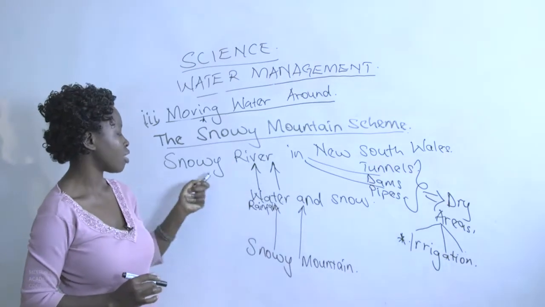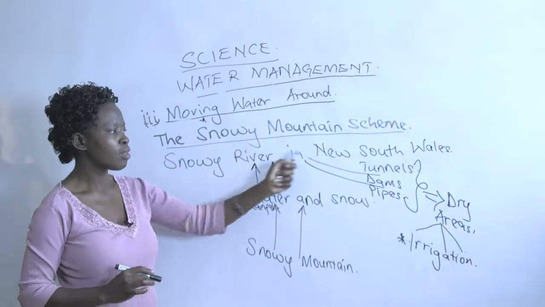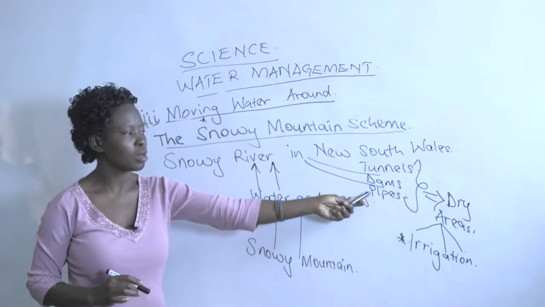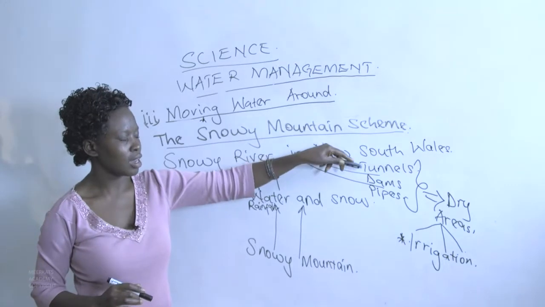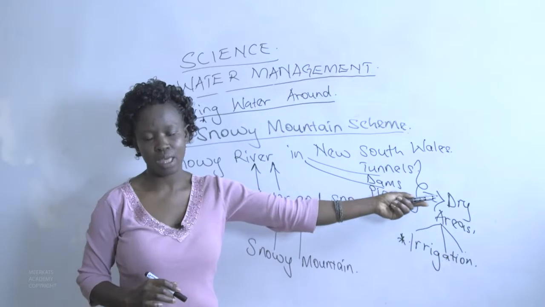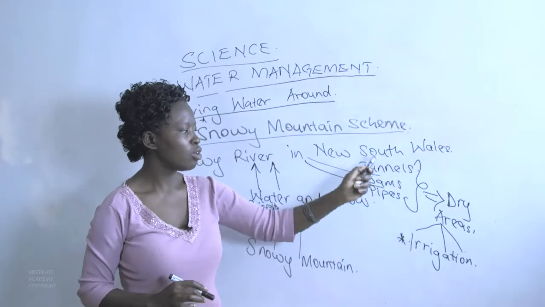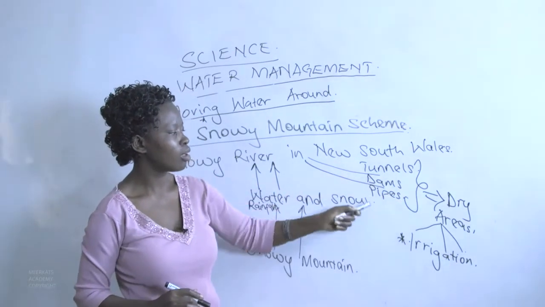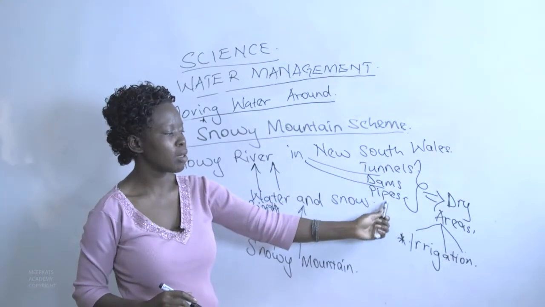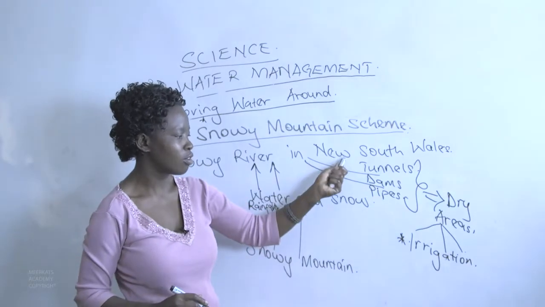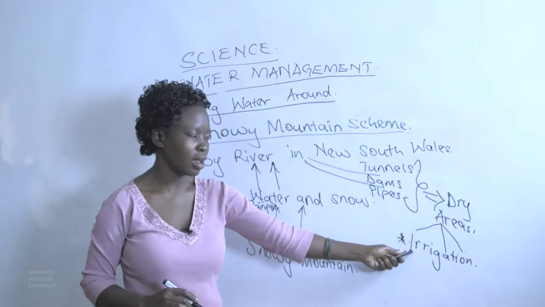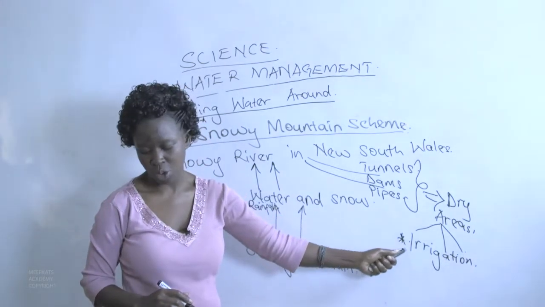Then this water is channeled into the Snowy River. Then from the Snowy River, we have tunnels, dams, and pipes that have been constructed such that the tunnels, dams, and pipes are directed to the dry areas. And in the dry areas, due to the water that has been made available from the tunnels, dams, and pipes constructed from this river, it is now possible to carry out agriculture through the irrigation process.